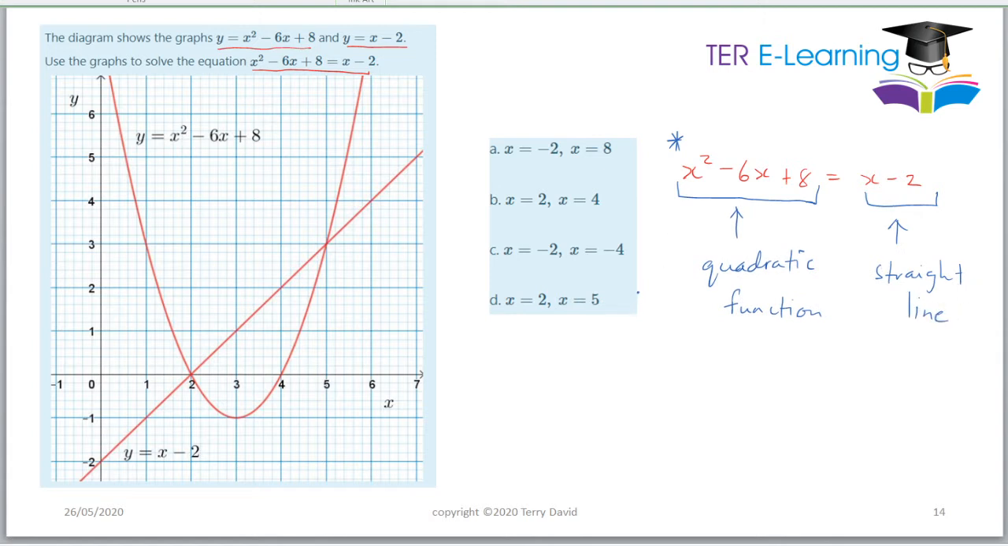Now, what the question is really asking us to do is, where does the quadratic function and the straight line intersect? If we look at the graph, we see that it intersects at this point here, which is x equal to 2, and it also intersects at this point here, which corresponds to x equal to 5. So the answers should be x equal to 2 and x equal to 5. Sometimes they bring a question like this in your paper 2. So the answer will be 2 and 5, which corresponds to D.